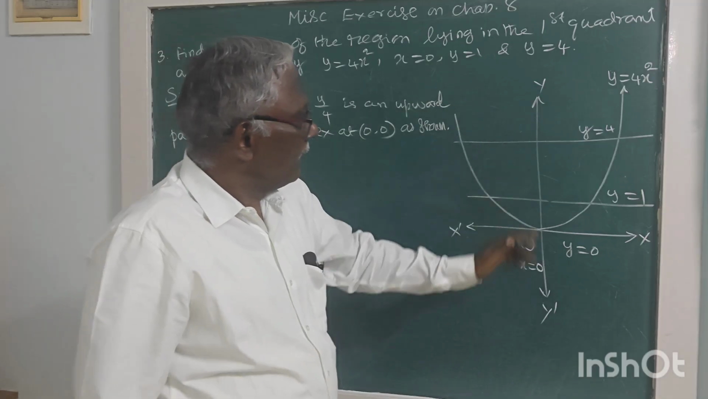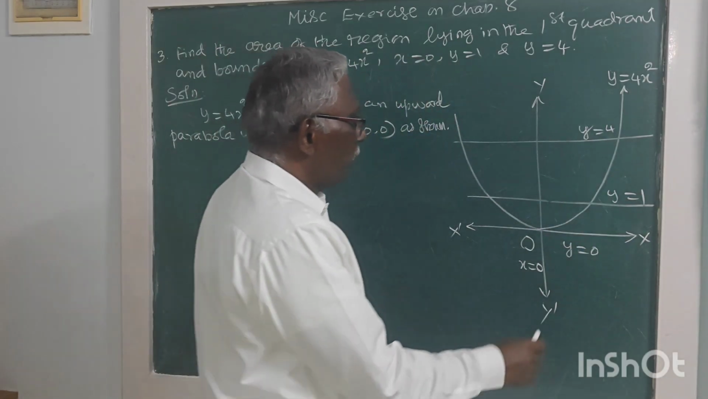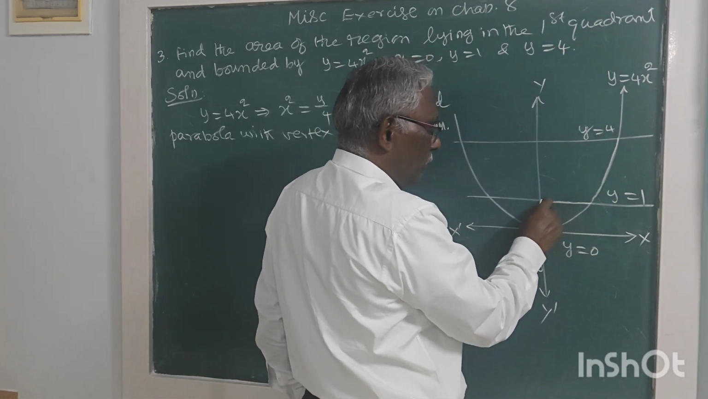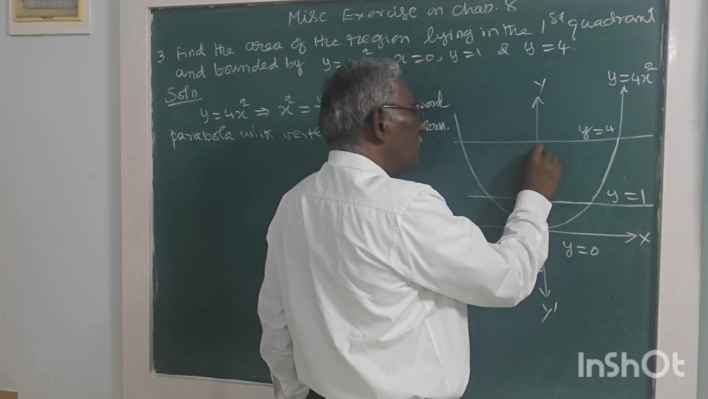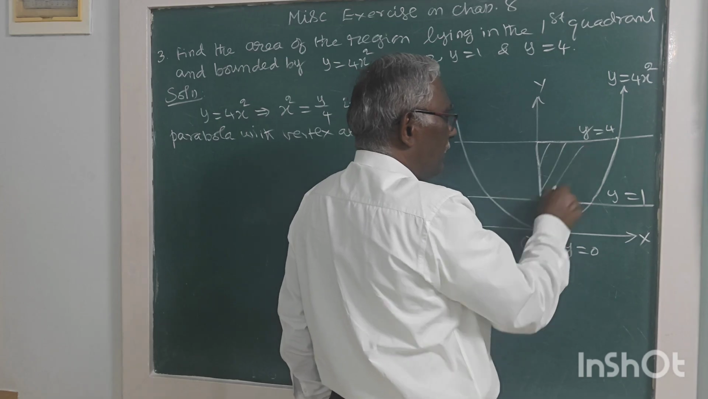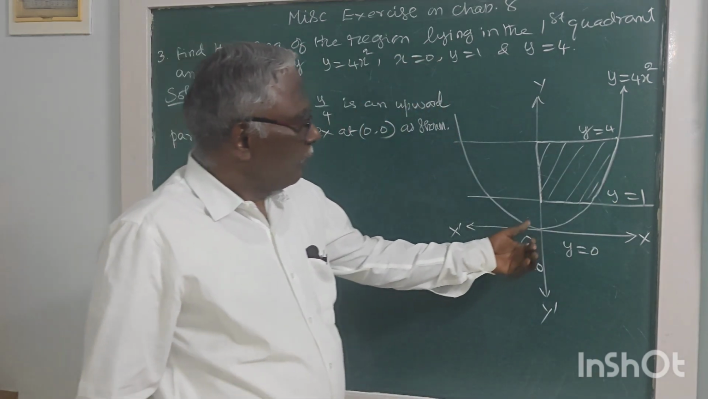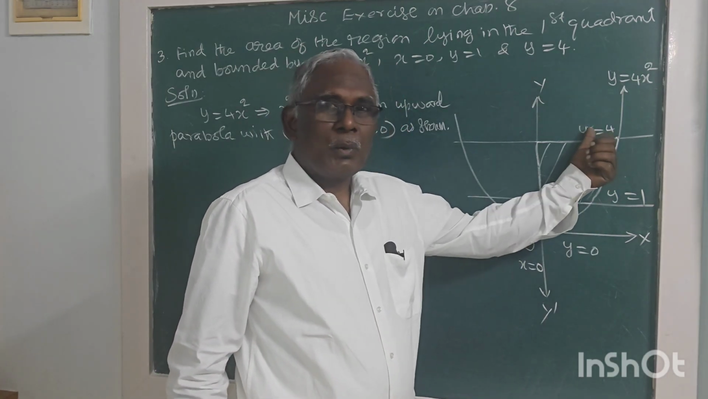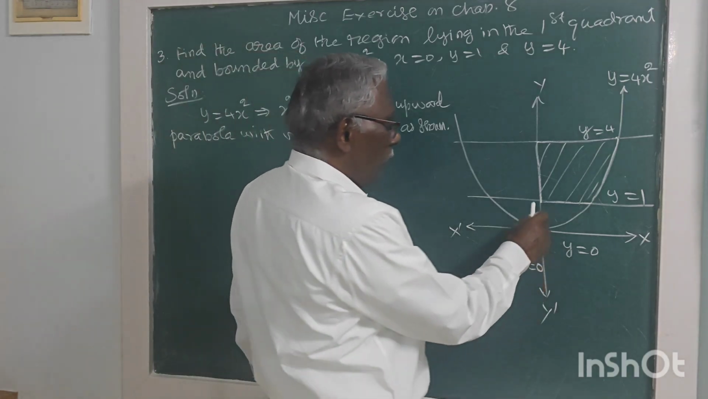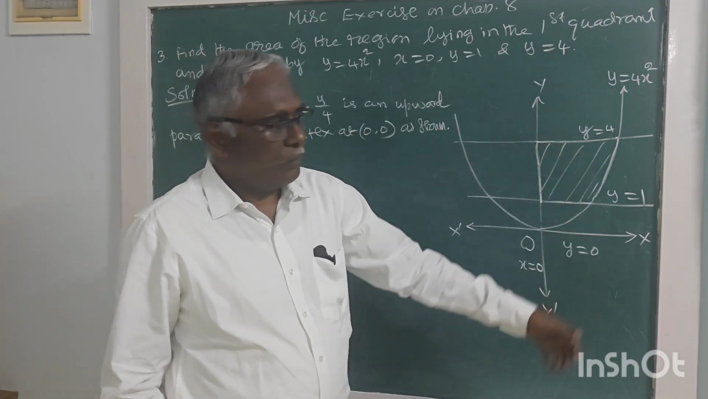So we have to find the area in the first quadrant, bounded by this parabola and the lines y is equal to 1, x is equal to 0, that is the y-axis, and y is equal to 4. So this area we have to find. Here you can see y varies from 1 to 4. Previously x varied from a to b. Here y varies from 1 to 4.